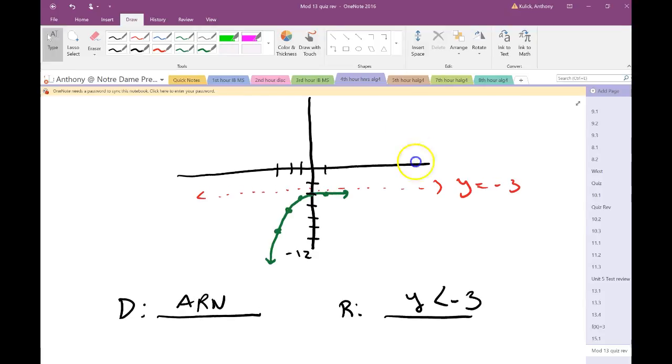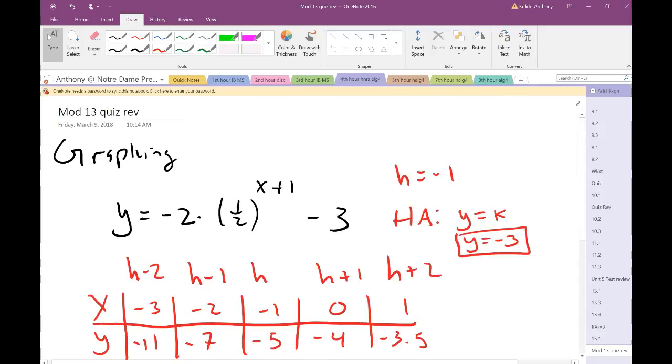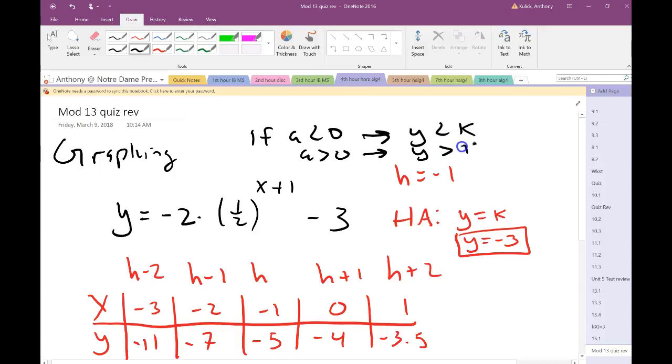Easy enough. If you wanted to go by the equation, you can say, if the a is less than 0, it'd be y less than k. If the a is greater than 0, it'd be y greater than k. If you prefer to think about it as a rule, you can think about it that way: the a value is going to tell you whether you're going above or below the asymptote.